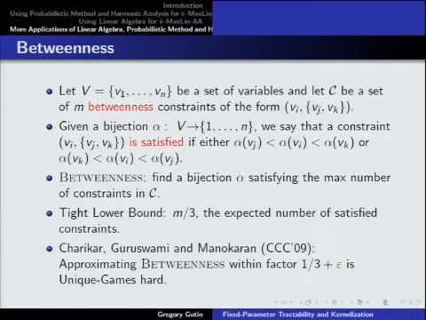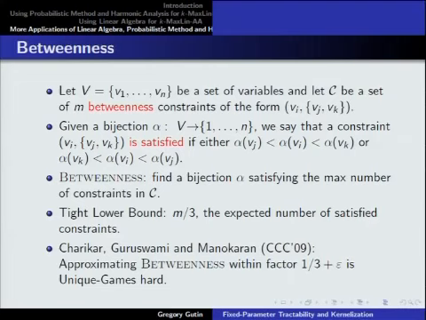The normal betweenness problem is to find a bijection satisfying the maximum number of constraints. The tight lower bound is m over 3, just 1/3 of all these constraints, because this is the expected number of satisfied constraints. Now, this problem is difficult. For example, Charikar and others proved that to approximate betweenness within factor 1/3 plus any epsilon is unique games hard. Does that mean if the unique games conjecture is true, then it's hard? Yes.